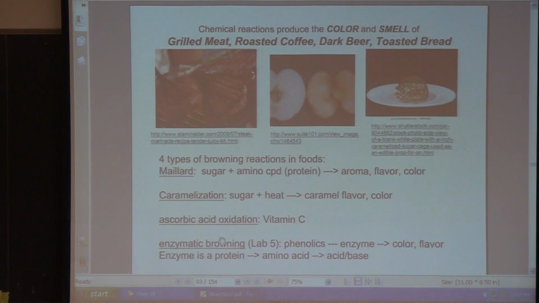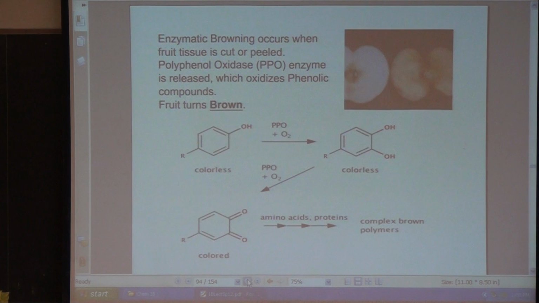And then what you'll be looking at in today's lab is enzymatic browning. In this lab, there are phenolic compounds in fruit that react with an enzyme, and that converts these phenolic compounds into a different color as well as a different flavor. Okay, so we know that enzymes are proteins. Protein consists of amino acids. Amino acids have acid and basic properties, so that's why we were looking at buffers and how buffers work.